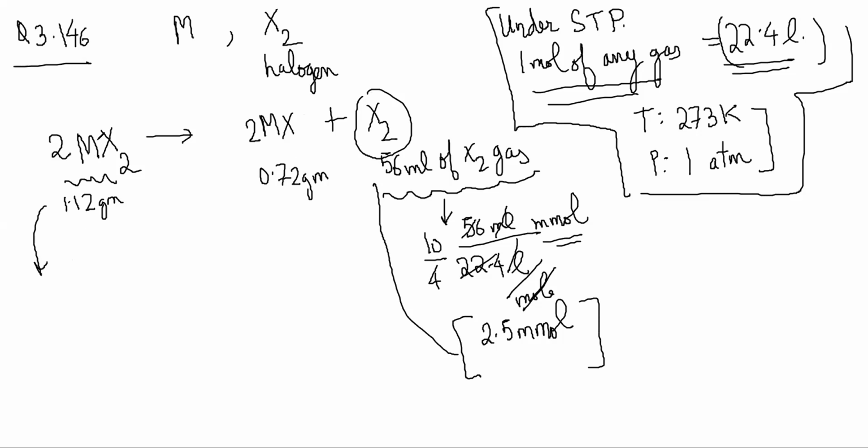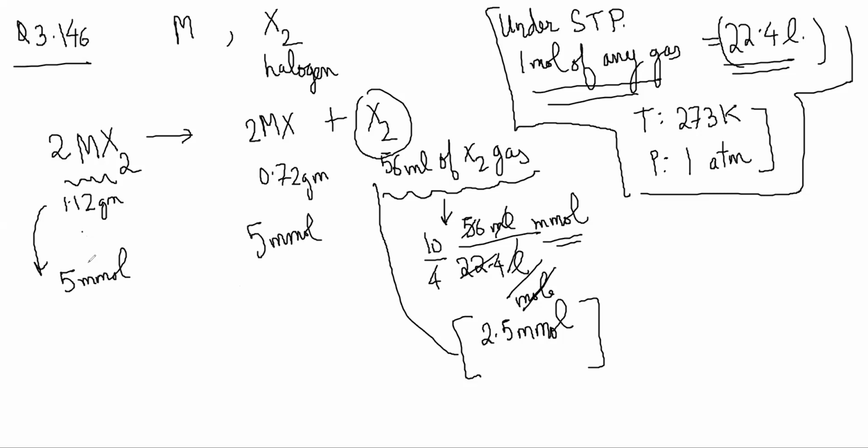Look at the ratio, the balanced reaction, 2 to 1. So it's 5 millimole, no? Is that clear? That should be very clear, because the balanced reaction will give you the ratios of the moles that react, no? So if 2.5 here, then 5 must be here, 5 must be here, no? Correct?